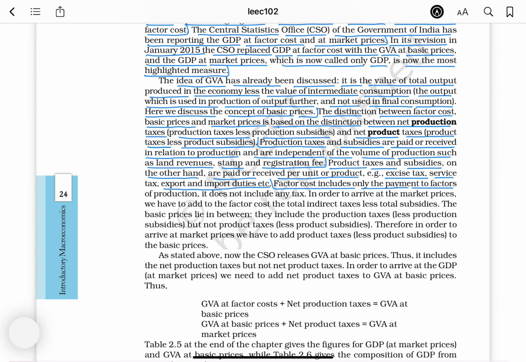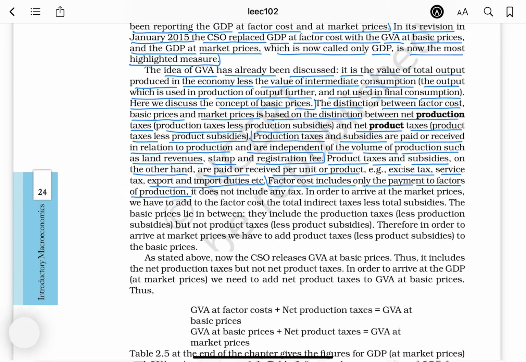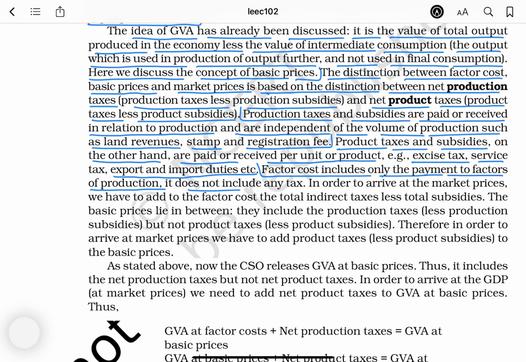Factor cost includes only the payment to factors of production. It does not include any tax. इसमें कोई भी tax include नहीं होता. In order to arrive at the market prices, we have to add to the factor cost the total indirect taxes less total subsidies. The basic prices lie in between.